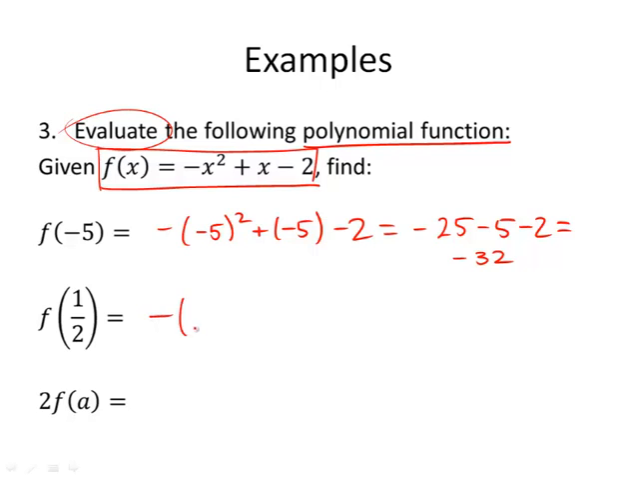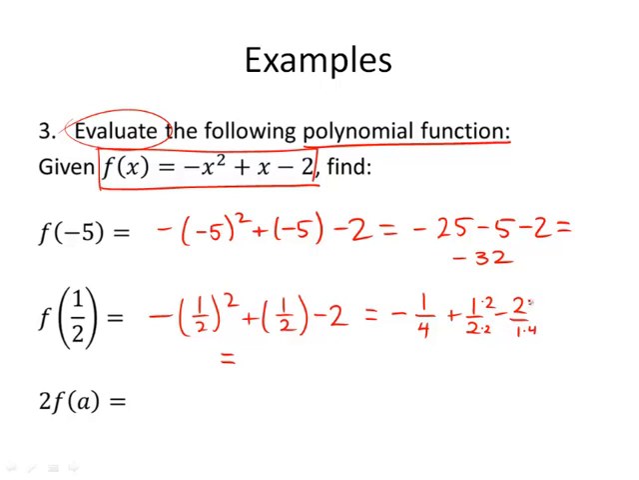For negative a half, you'd have -1/2 squared plus -1/2 minus 2. That's 1/4 because you squared the numerator and the denominator, minus 1/2 minus 2 over 1. We need to use some fraction knowledge here. Common denominator because we're adding fractions. The common denominator is 4, multiply by 2, multiply by 4. That's 1/4 minus 2/4 minus 8/4, which is negative 9 plus 2 is negative 7/4.